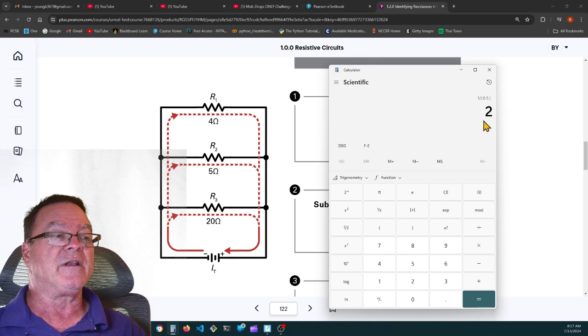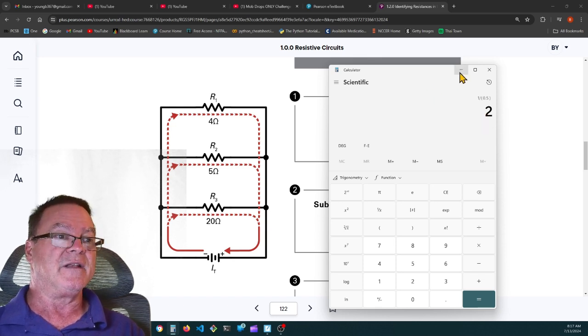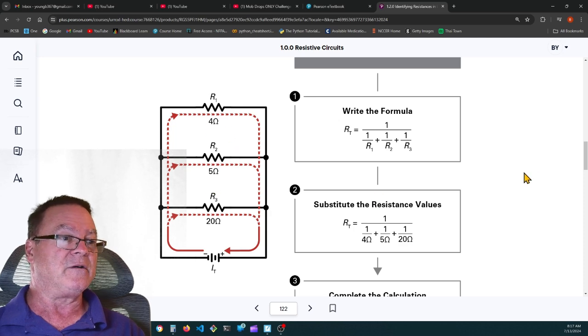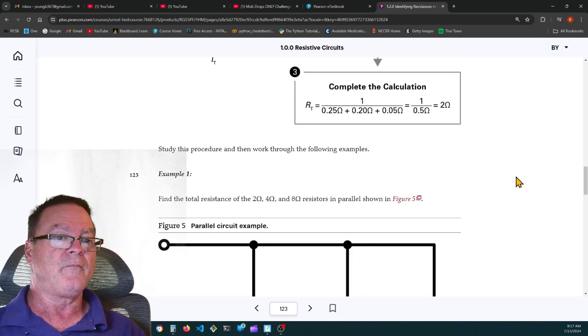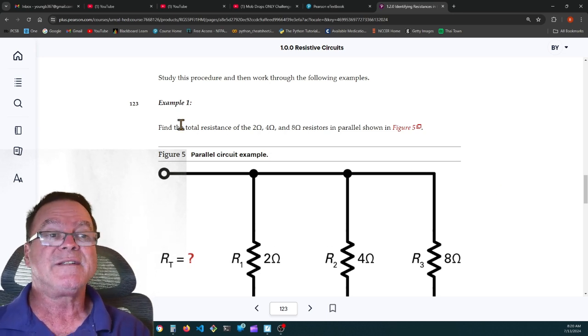Remember that in parallel, the total resistance is always going to be less than the least resistor in parallel. In this case, the least resistor in parallel was 4 ohms. The total resistance is 2 ohms. It's less than the least resistor in parallel. So let's take a look at their example.